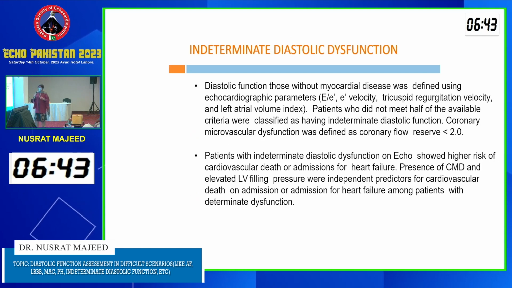Now, I was asked to talk about indeterminate diastolic dysfunction. You see, these are the parameters: E/E dash, tricuspid regurgitation. Patients who did not meet 2 of these criteria were termed to be in indeterminate diastolic dysfunction. It is important because they have a high rate of cardiovascular events, which means repeated admission and death, etc.